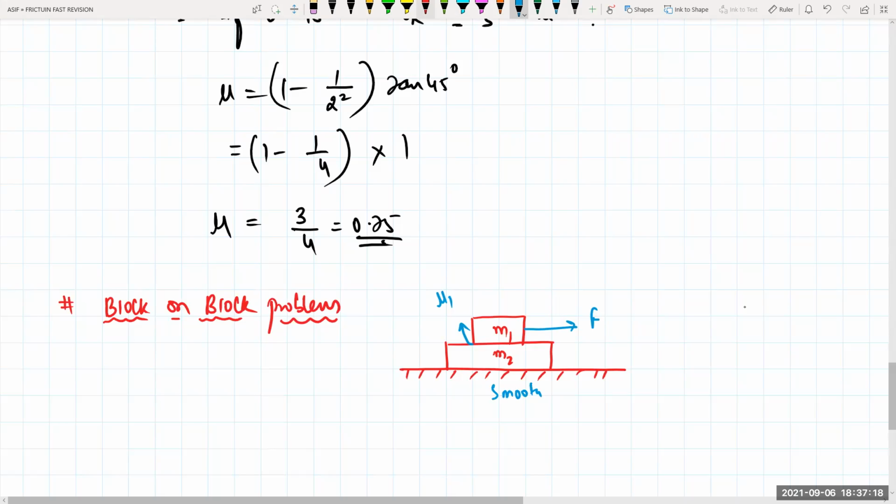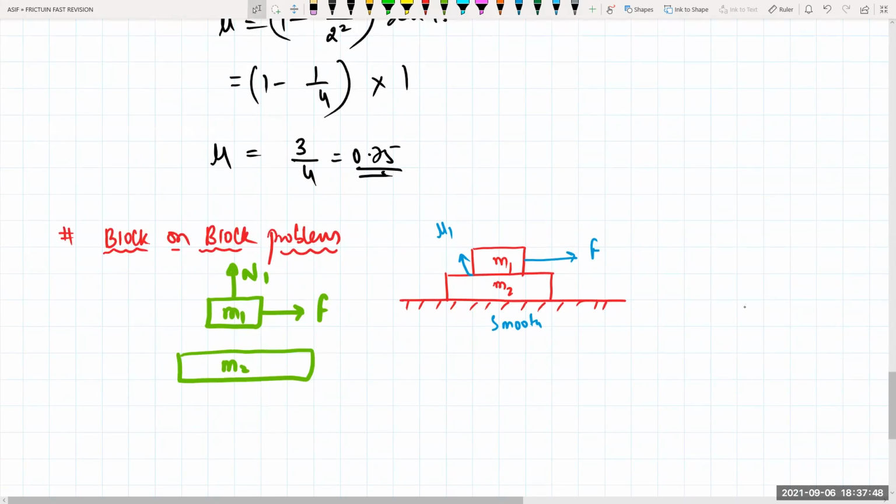Tell me, how do you write the free body diagram for M1? This is your applied force F. M2 will exert a normal reaction on this one, that is N1. Next, this is your M2. M2 has a normal reaction N2 on it, and M1 will exert an equal and opposite normal reaction on it. What will be the reaction between M1 and M2? If M2 exerts N1 on the body, M1 will also exert the equal and opposite force in the downward direction. That will be equal to N1.